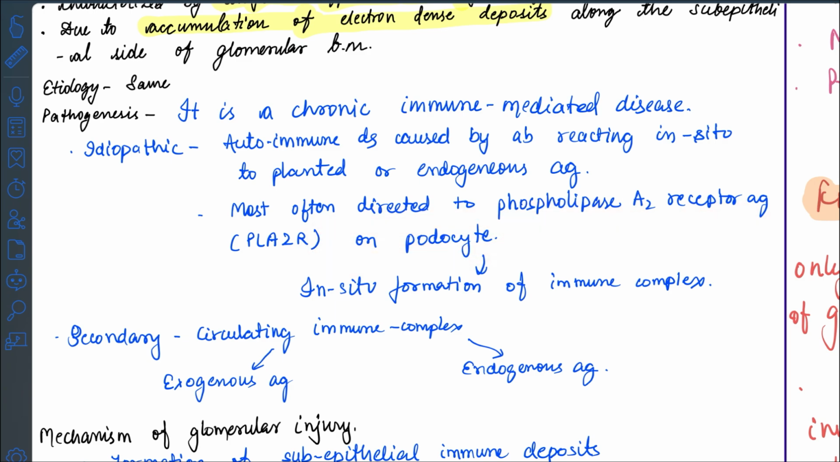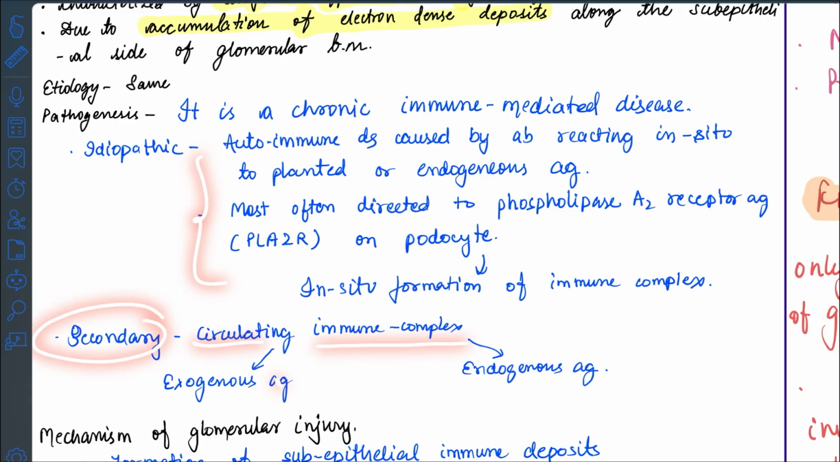Phospholipase A2 receptors are present on the podocyte, and the antibodies are directed against them. So what I meant to say is that the antibodies are directed to the phospholipase A2 receptor antigen, which is present on the podocyte. Now, in situ formation of immune complexes occurs there. This was the idiopathic reason.